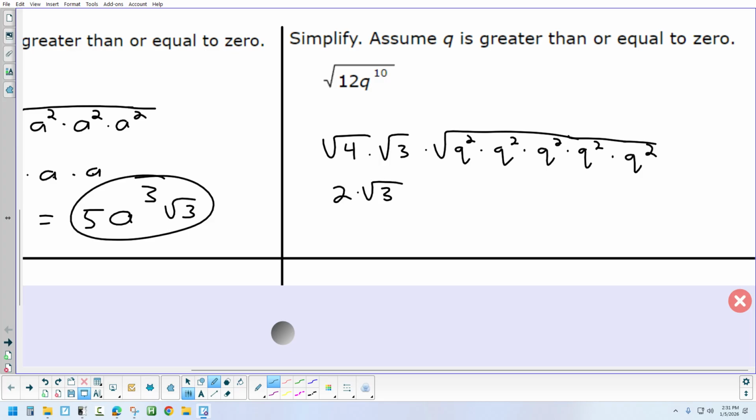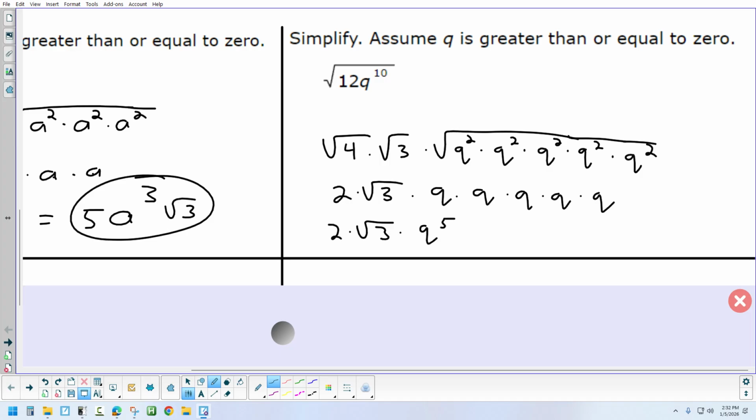Square root of 3, we just talked about that earlier. You can't do anything with it. What happens with the first q to the second? It turns into a what? Yep, that first one turns into a q. In fact, they all turn into a q. Okay, so what's q times q 5 times? Q to the 5th.